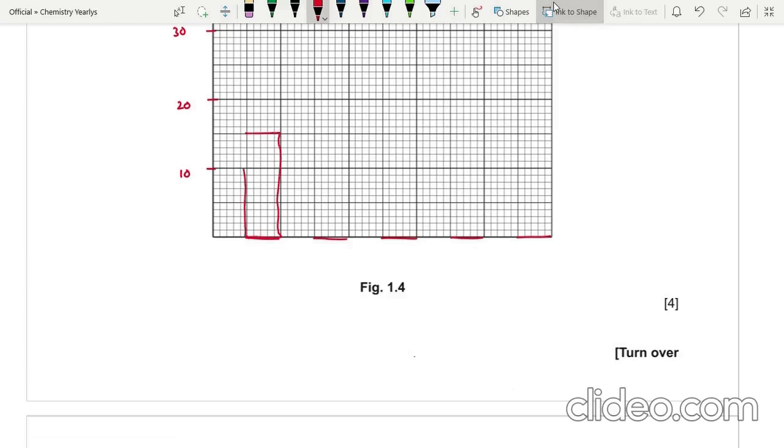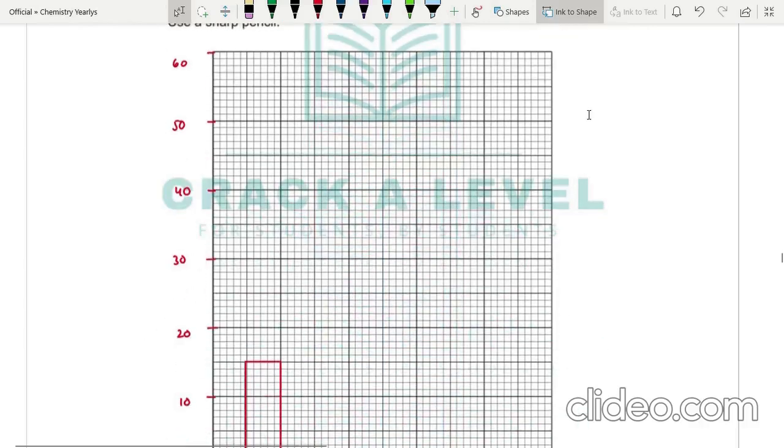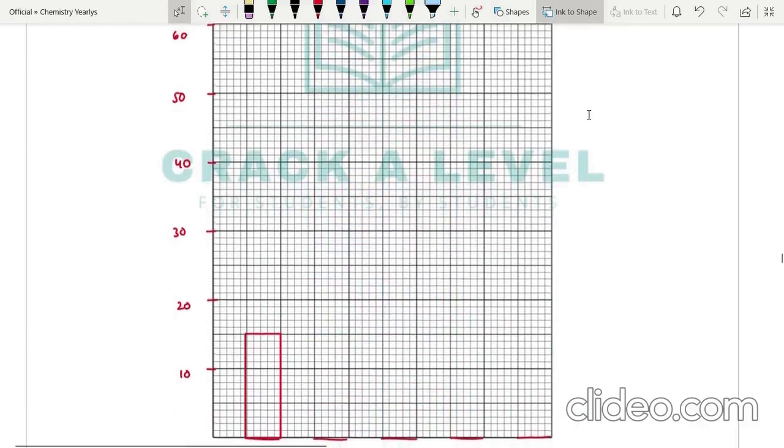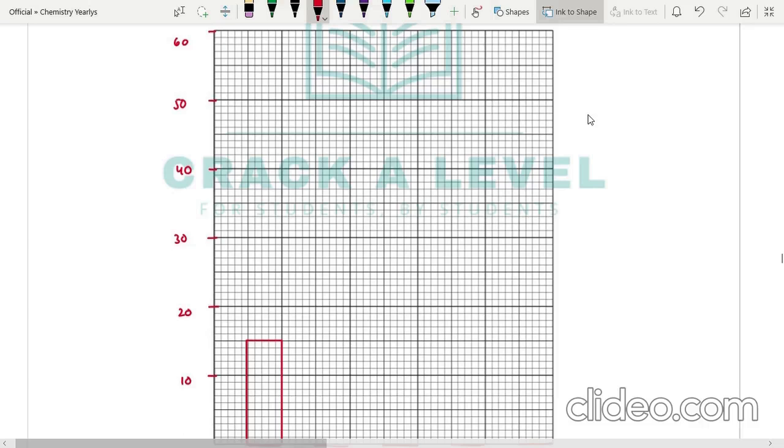Now let's draw the bar. This will be B. Now let's check for C. C is 59 seconds, one small box below the 60 mark. So it will be about here, okay?